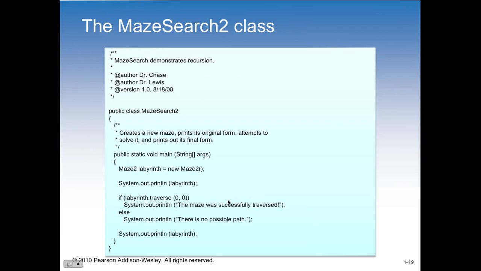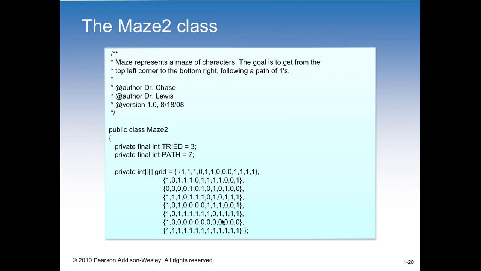But in this particular one, we are going to say the maze was successfully traversed to the end of it, else print out there's no possible path, which is the other base case. So either we visited all the spots but we can't make it through the maze, or we've made it through, which are our two options. And so here's the maze. It is a list of numbers.